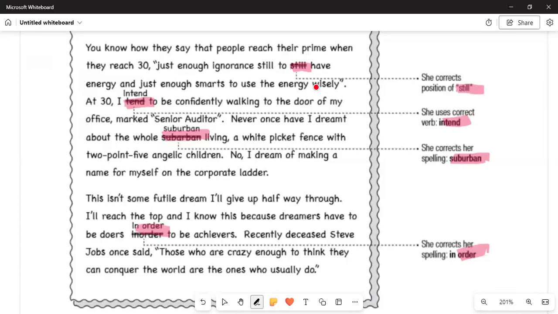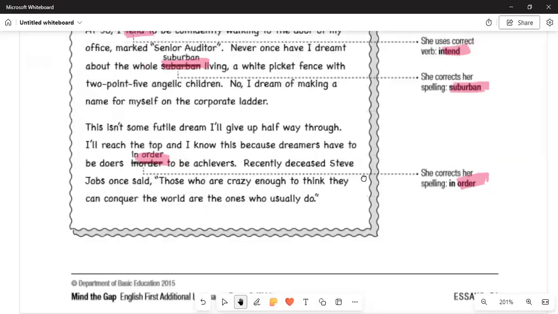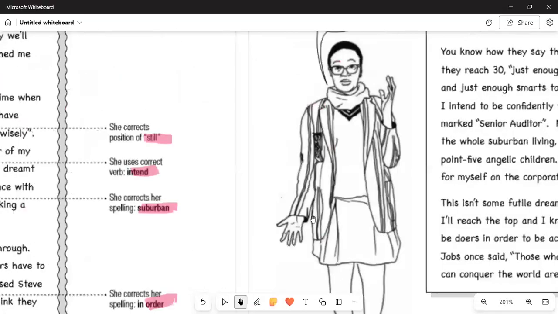So you can see that there are still errors there. In terms of number 1, she corrected the position in terms of still. Number 2, she uses the correct verb, which is to intend. Then there's an intent, and then we can see the other aspect that the order was given. So she corrected the spelling of the correct one. Right. And then if we are moving on again, okay, time for writing the final draft now.